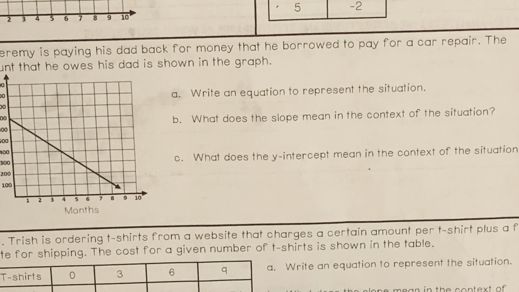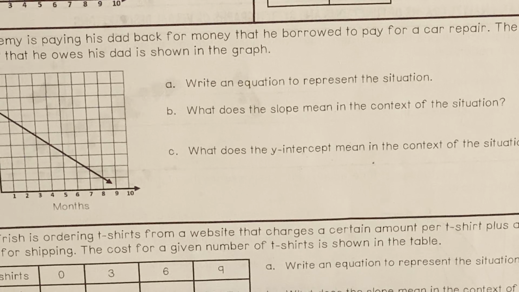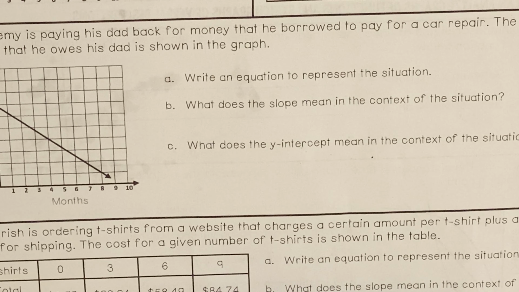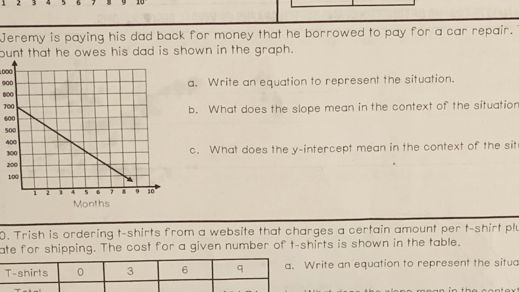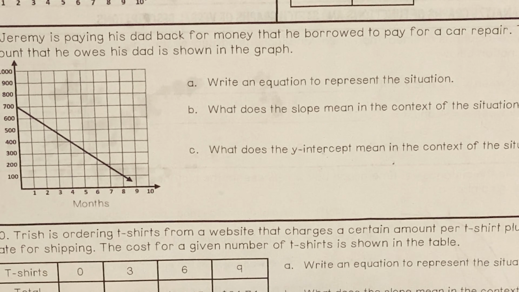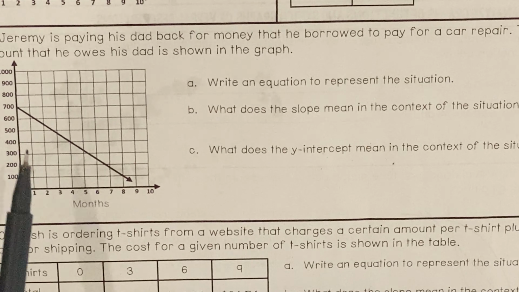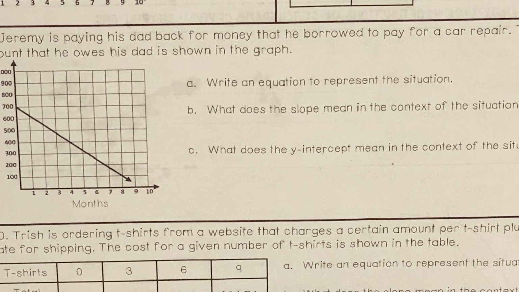Let's see here. That's good, right? Because I can just read the question to you. If you can't see the question, I can just read it to you. All right, so Jeremy is paying his dad back money that he borrowed to pay for a car repair. The amount that he owes his dad is shown in the graph. So what's happening is he borrowed money from dad.